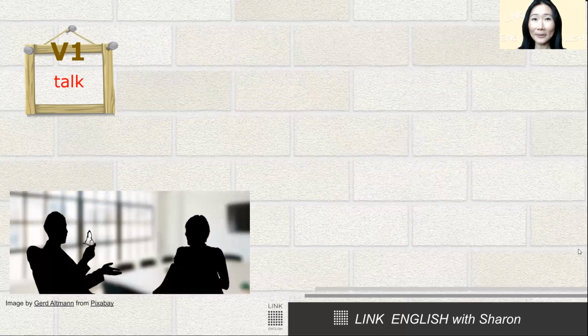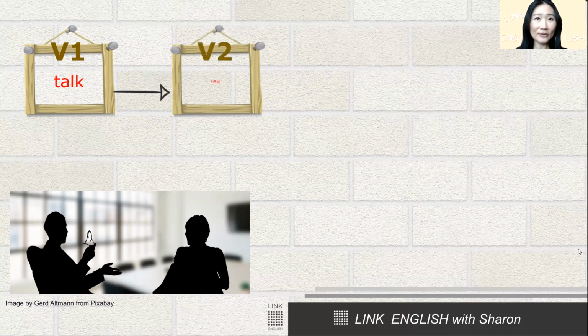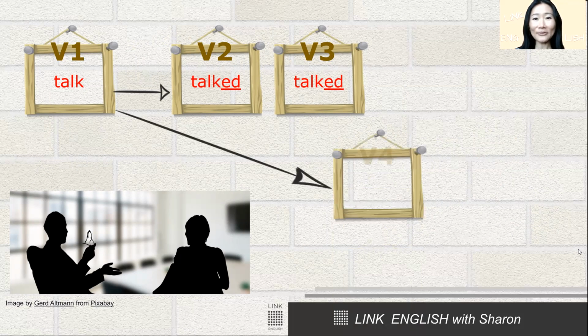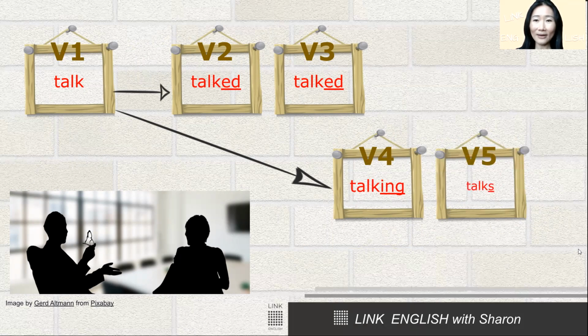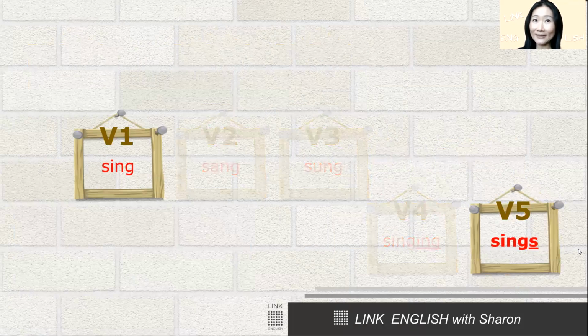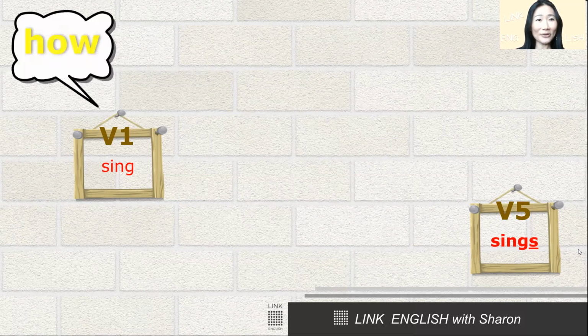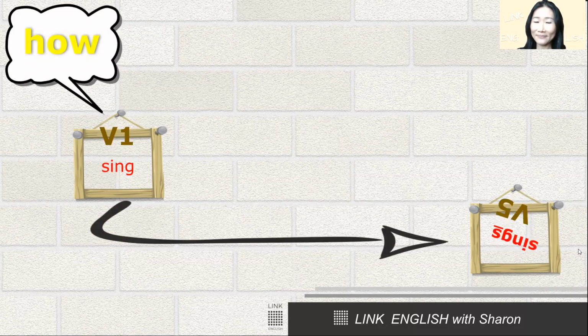This example is a little bit different. From V1, talk, we have V2, talked, and V3, talked, the same. Also from V1, we can change it into V4, talking, with ing, and V5, talks, with S. Today, our focus is on V5, so we need to ask how to turn V1 into V5 with S ending.